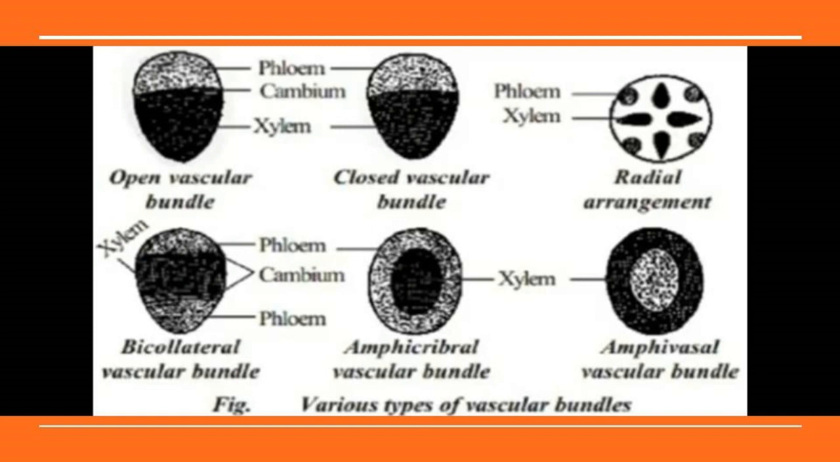And next we are going to see endarch and exarch. Endarch is where protoxylem lies towards the center and metaxylem lies towards the periphery. Example, stem. Exarch is where protoxylem lies towards the periphery and metaxylem lies towards the center. Example, root. Endarch and exarch are opposite. In the last two pictures you can see the concentric amphivasal and concentric amphicribral.